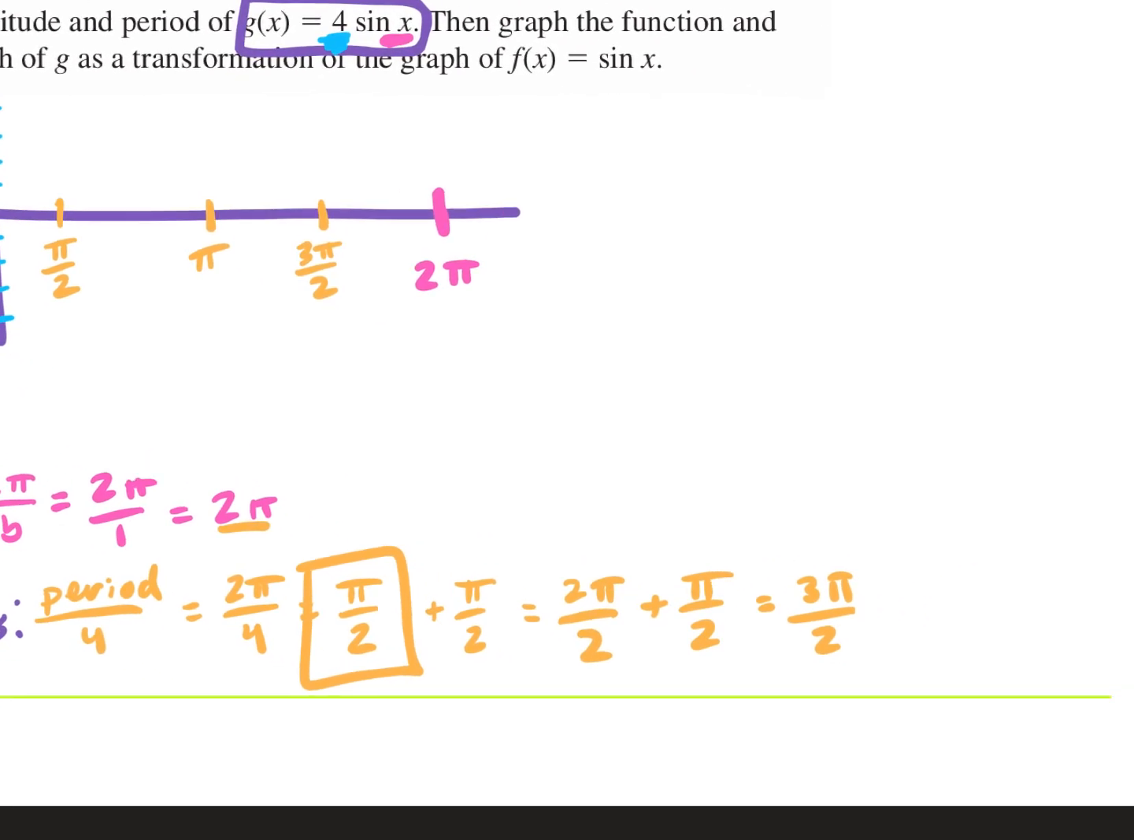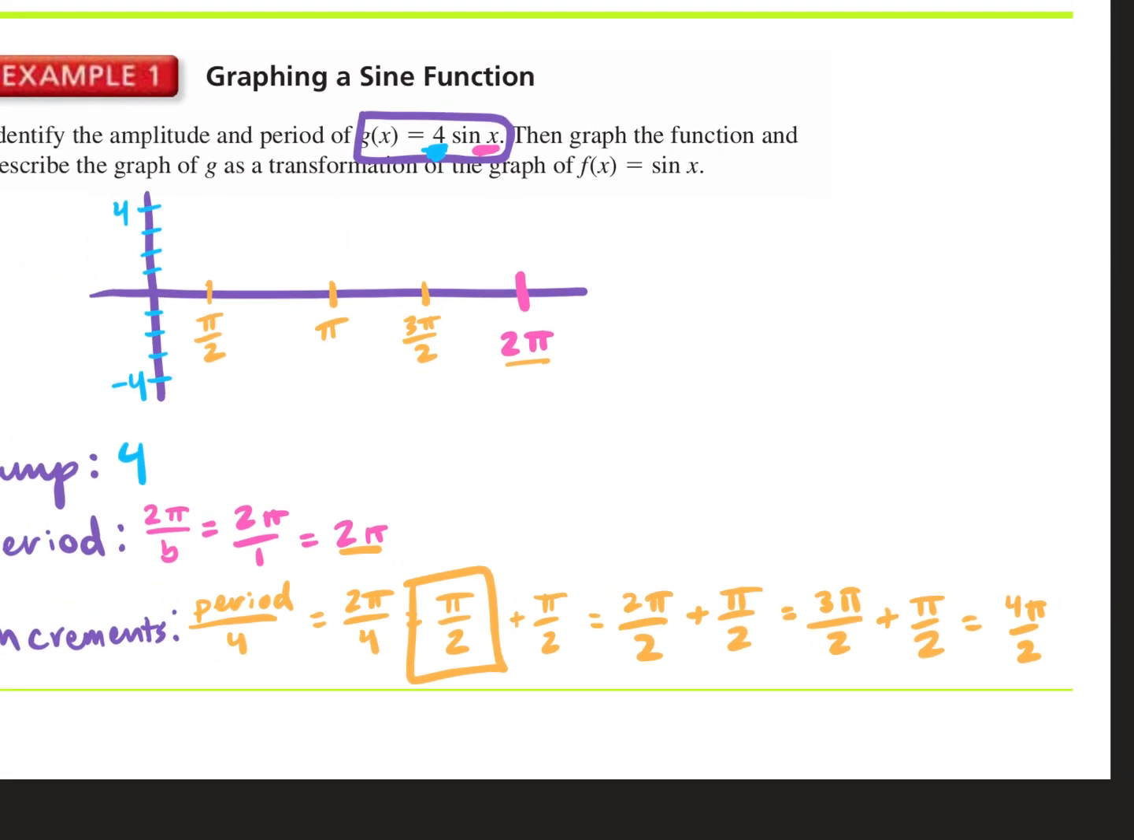And then if we add another pi over 2, that would be 4 pi over 2, which is what? 2 pi, which is the end. So once we hit that period, we're done. We found all of our key points there. Now we just have to put the graph on it.